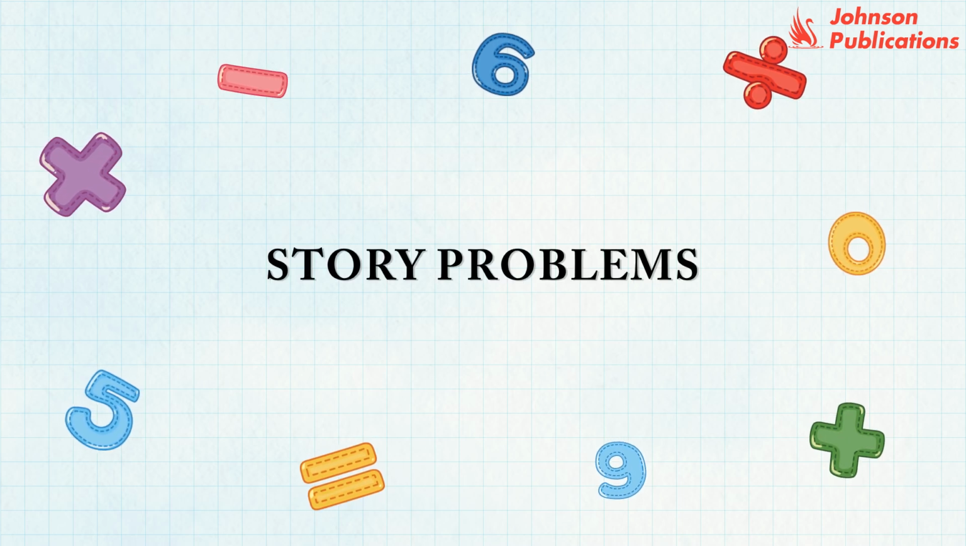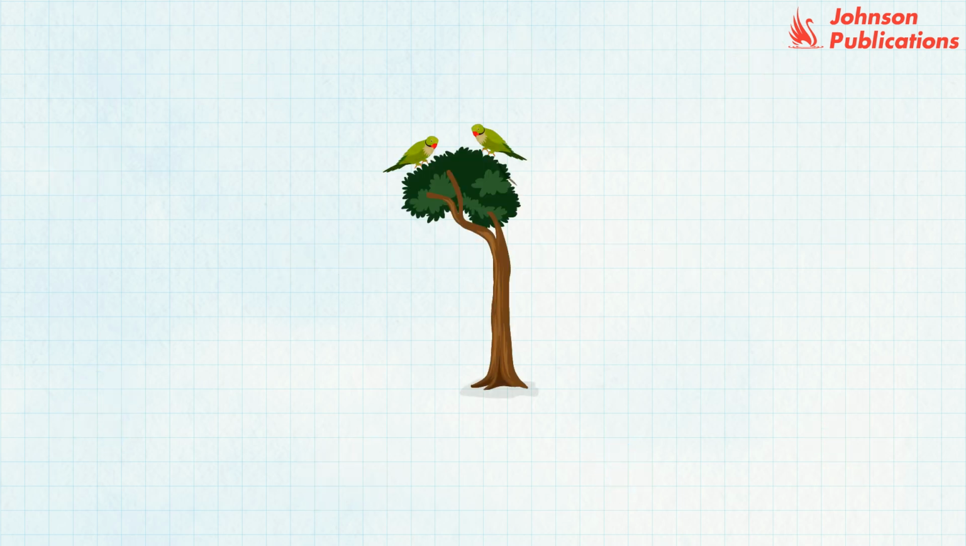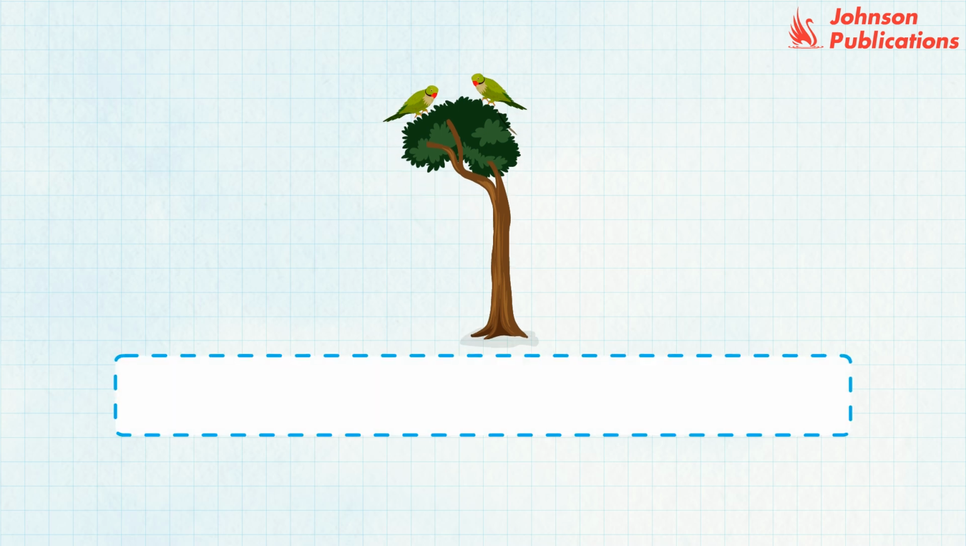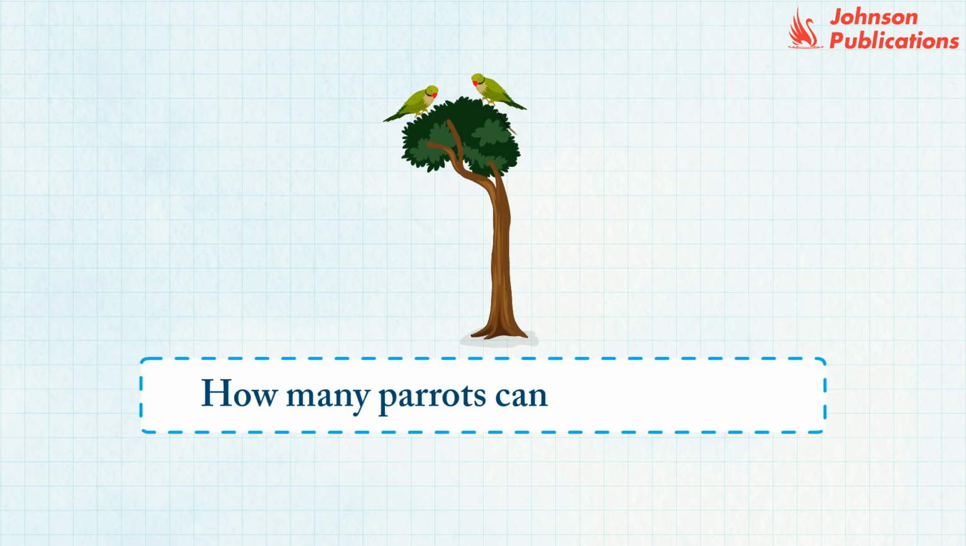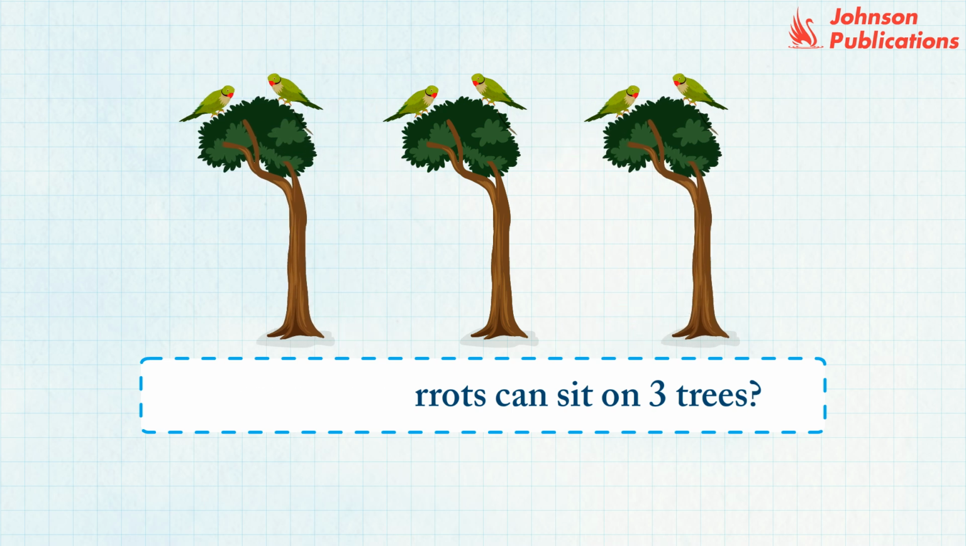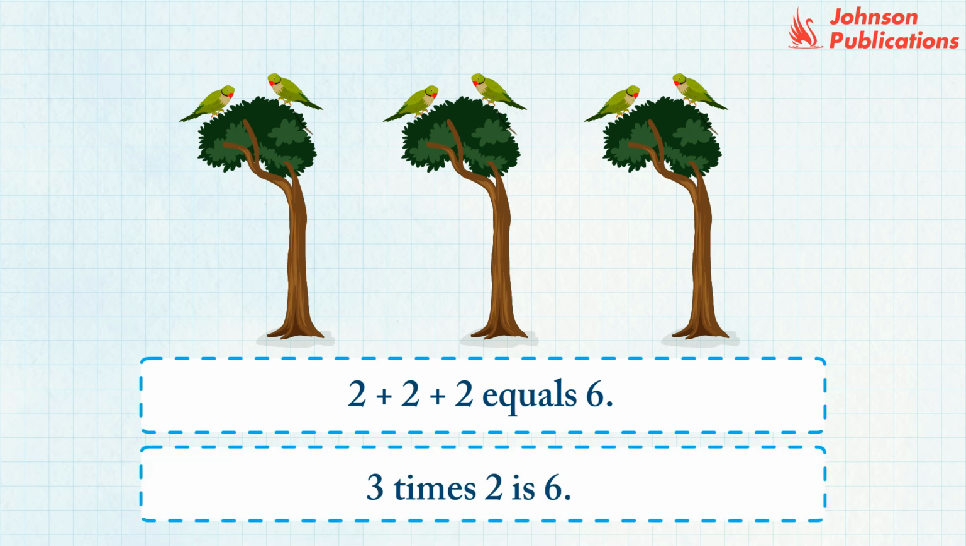Story problems. There are 2 parrots sitting on a tree. How many parrots can sit on 3 trees? 2 plus 2 plus 2 equals 6. 3 times 2 is 6. Thus, 6 parrots can sit on 3 trees.